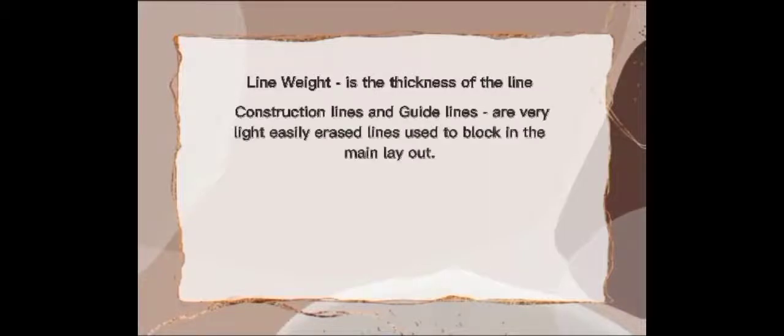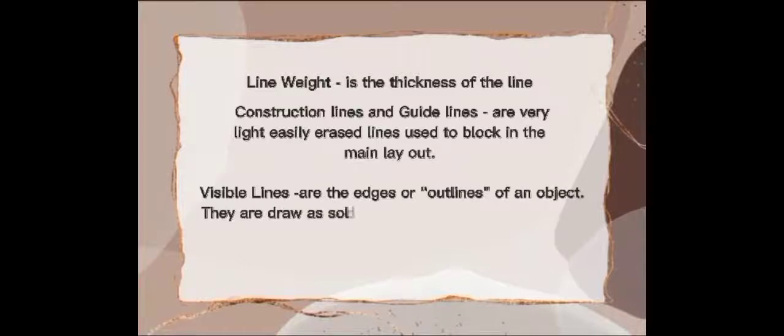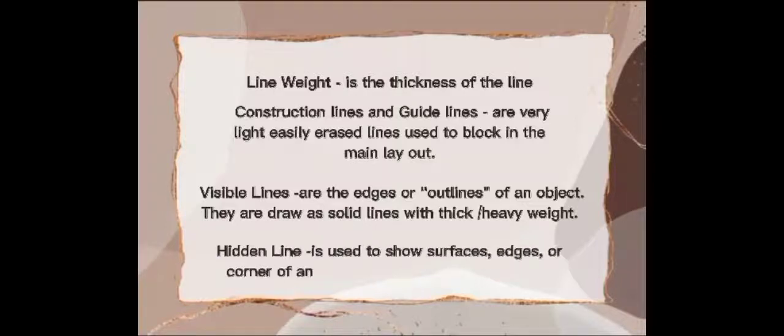Now let's go on to line weight. So line weight is the thickness of the line. Construction lines and guidelines are very light, easily erased lines used to block in the main layout. Next, visible lines are the edges or outlines of an object. They are drawn as solid lines with thick or heavy weight. Hidden line is used to show surfaces, edges, or corners of an object that are hidden from view.